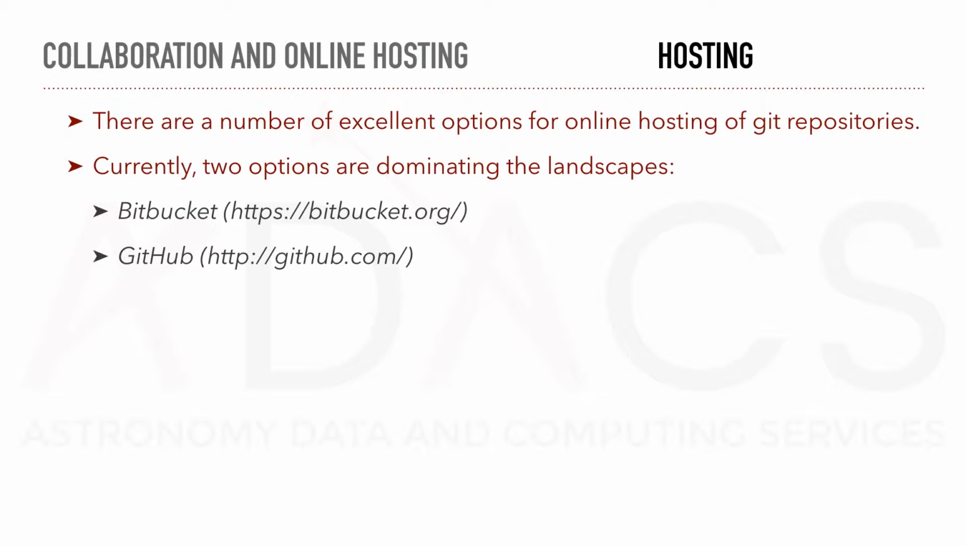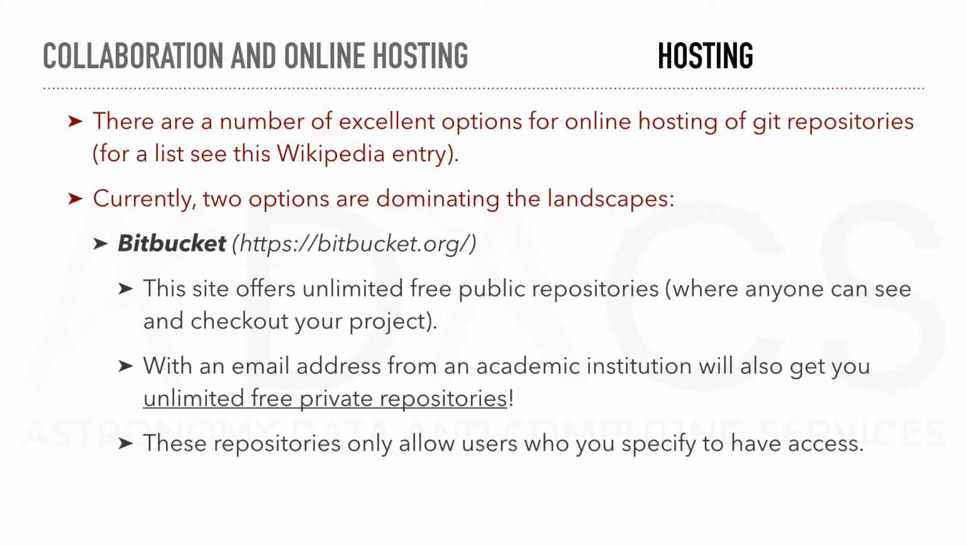Typically, the best location for a central repository is online. There are a number of excellent options for online hosting of Git repositories. Currently, two options are dominating the landscape: Bitbucket and GitHub. Bitbucket offers unlimited free public repositories where anyone can see and check out your project. With an email address from an academic institution, you will also get unlimited free private repositories. These repositories are hidden from the public, and you can share them with some of your collaborators.